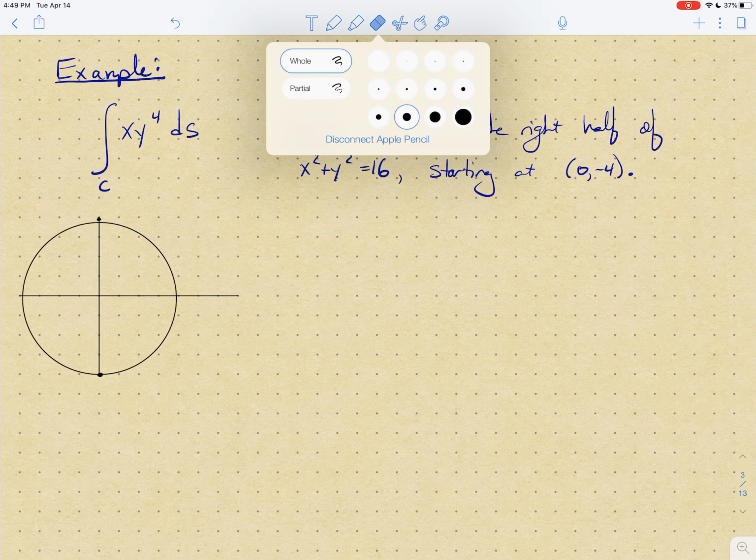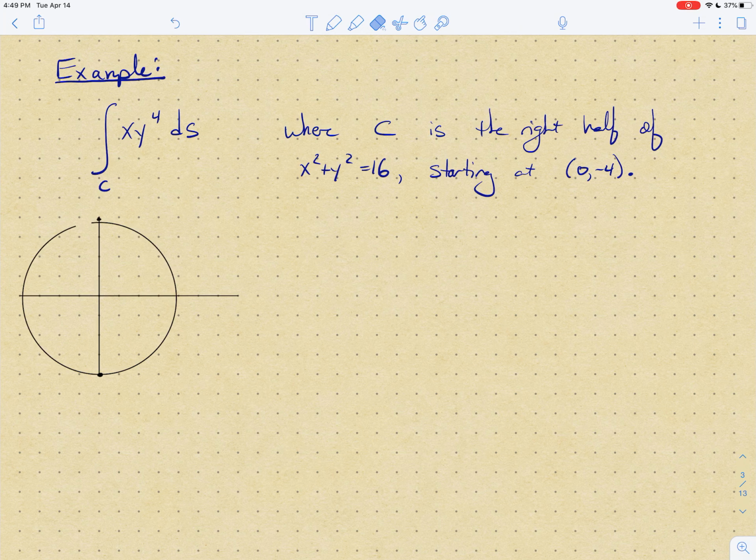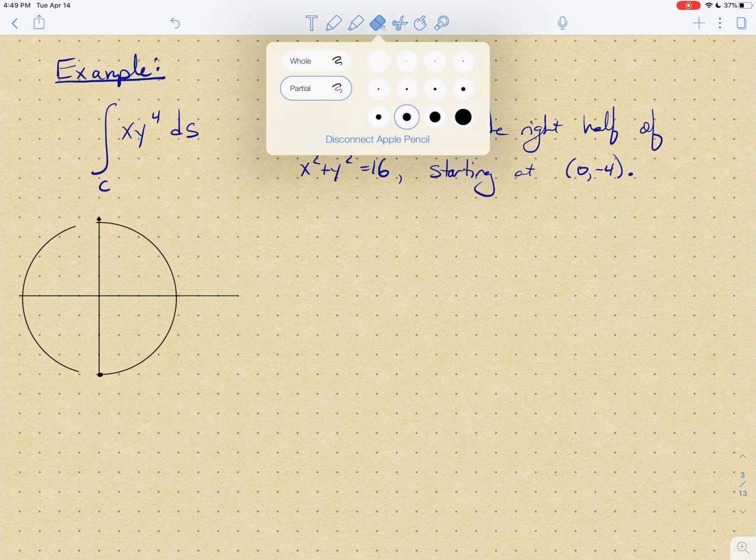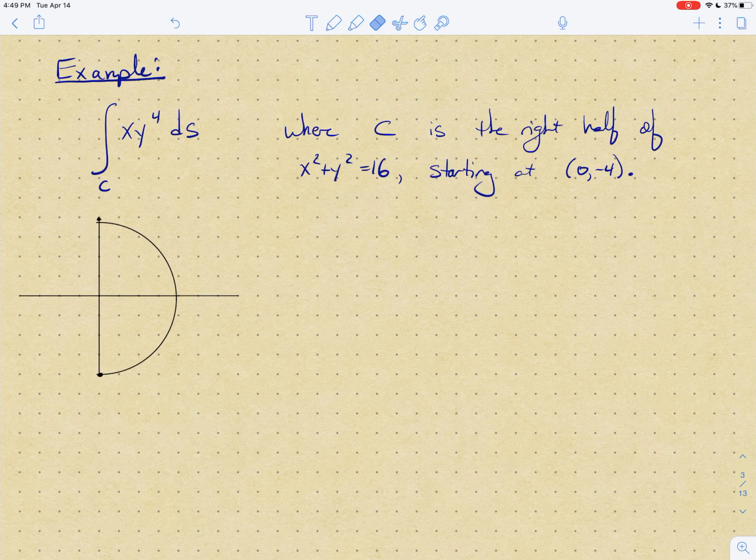Yeah, that's pretty good. And then we'll do partial erasing, and we'll separate that, and then we'll do whole erasing, and we can just get rid of that side. Okay. And then it tells us we're starting down at 0, -4, so we're going to orient that way. So you're starting here, and then you're going along up to there. Okay, so we're ready to go.